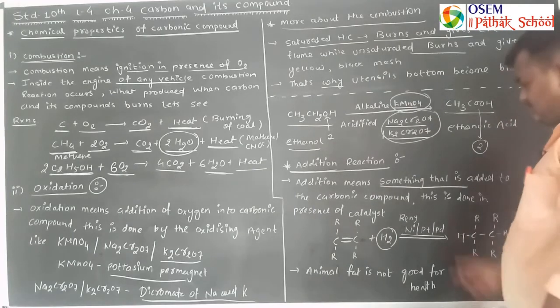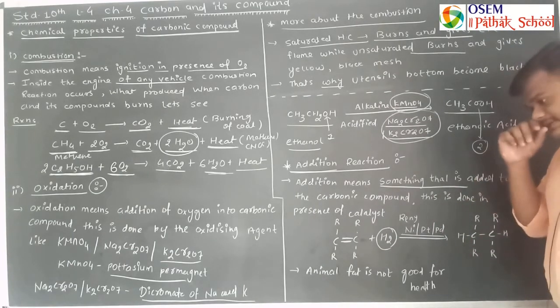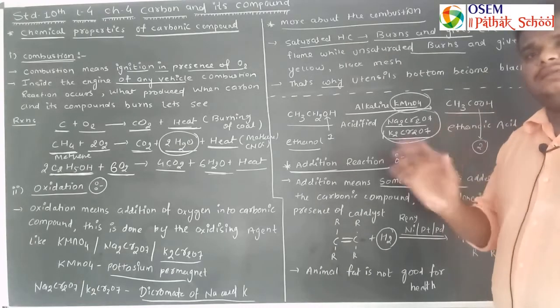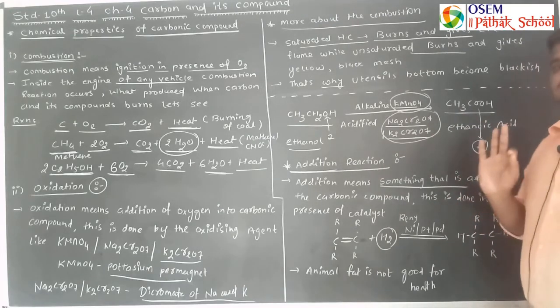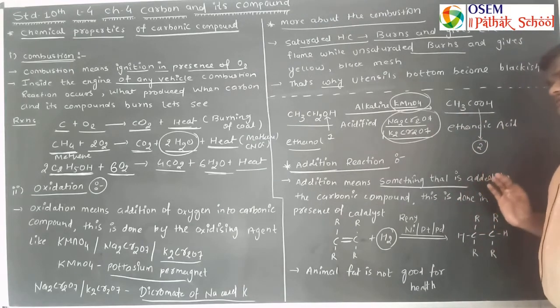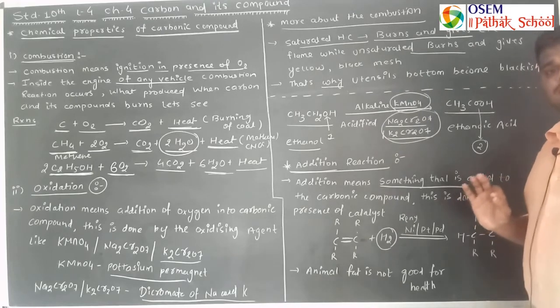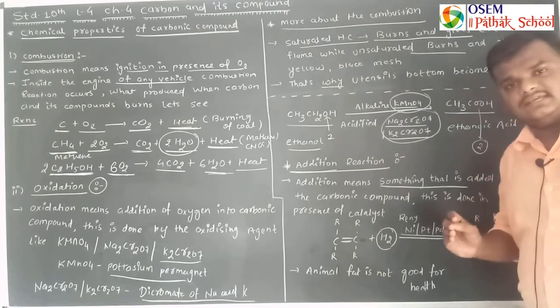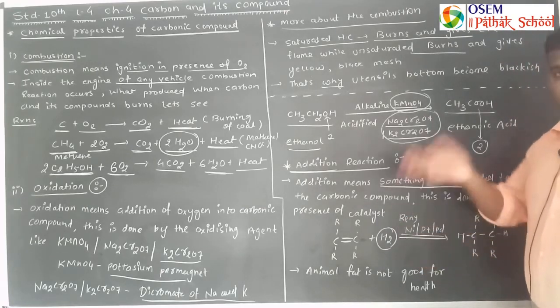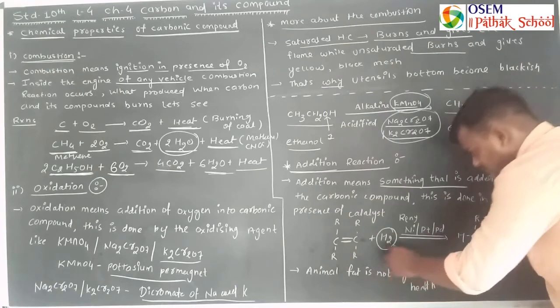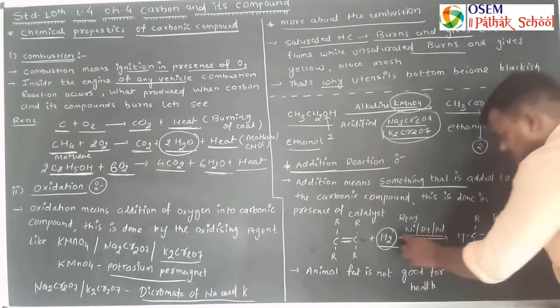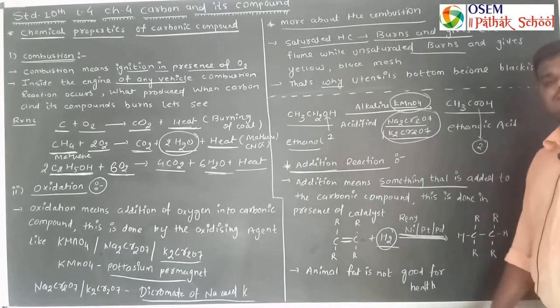So what is a catalyst? First of all, catalysts are the substances which do not take part in the reaction and are not used up, but their presence is necessary for the reaction to occur. So I want to add hydrogen gas to this unsaturated carbonic compound, and the presence of nickel, palladium and platinum is necessary.